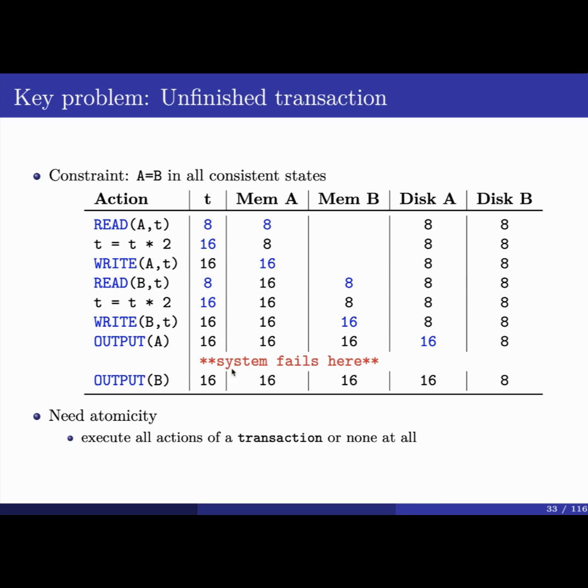What if there is something happening in the middle here? What happens in the system? We start with a consistent state, and we end up with an inconsistent state. Did we finish this transaction? No, we didn't. So in this case, we need to come up with a way to ensure atomicity, that means either execute the entire transaction or none at all.